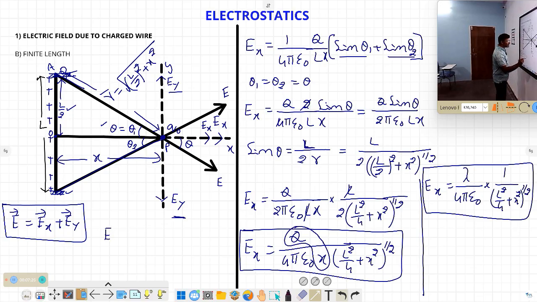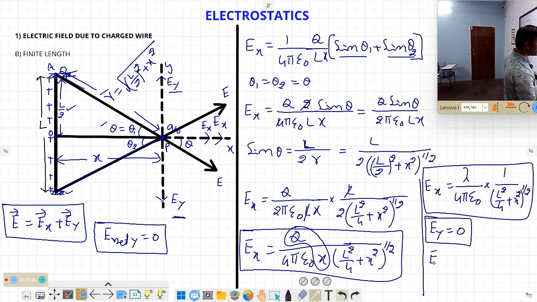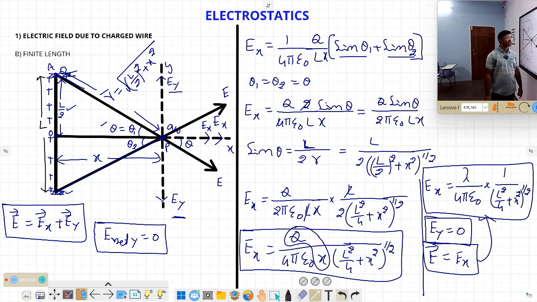That means the net electric field along the y-axis becomes 0. So for a finite length of wire, the electric field along the y-axis is 0. The only electric field is due to the x component. So this formula we can use. This is the expression for a finite length of wire.